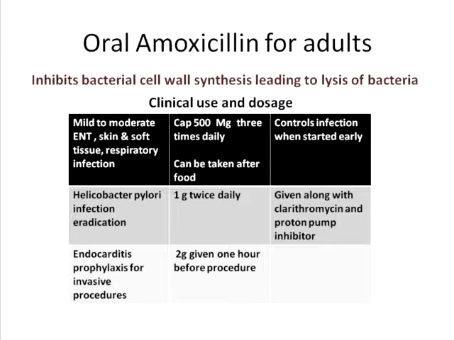The dose is capsules of amoxicillin given as 500 milligram thrice daily. The conventional dosing of 4 times daily or 5 times daily is not required. 3 times daily is effective when used for these infections mentioned. The capsule can be taken along with food.